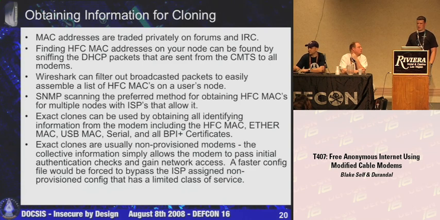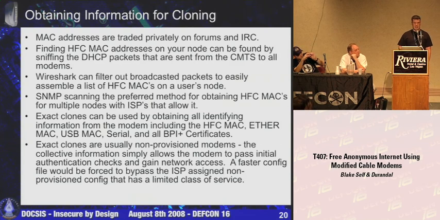Then we have exact clones, which some people call a perfect clone, which take all the identifying information from the modem: the HFC MAC, the Ether MAC, the USB MAC, the serial, and all the BPI plus certificates. You take everything from that modem and put it on another modem, and you have a perfect clone. Exact clones are usually non-provisioned modems, basically to pass an initial check. DevDelay is going to get into this a little more, but with BPI plus there start to be problems: if you just change your MAC and don't have a certificate that matches it, your modem fails the BPI plus check. To bypass that, you can make these perfect clones.